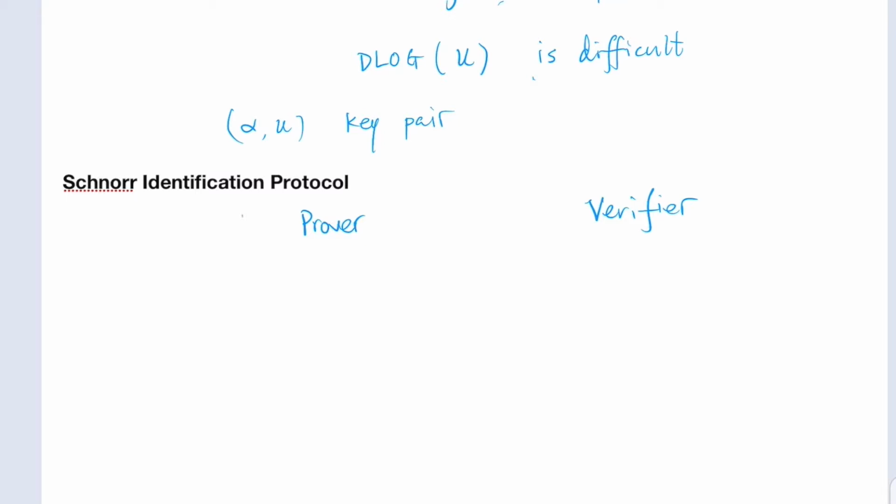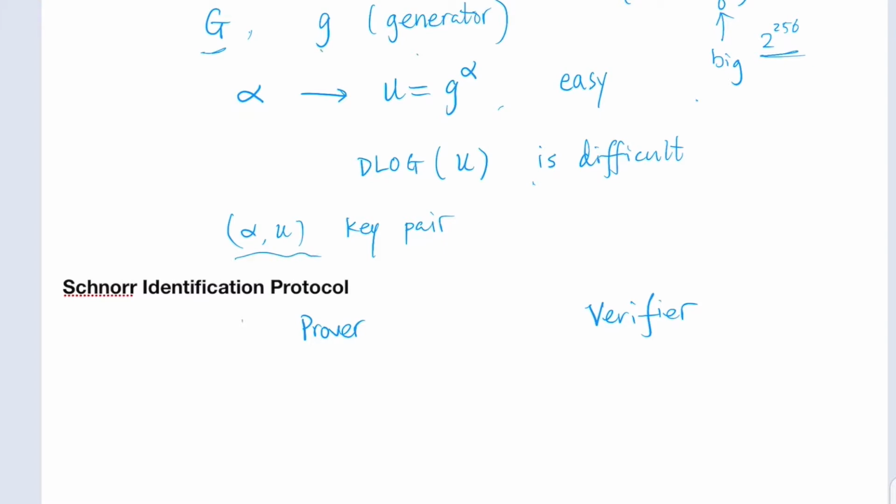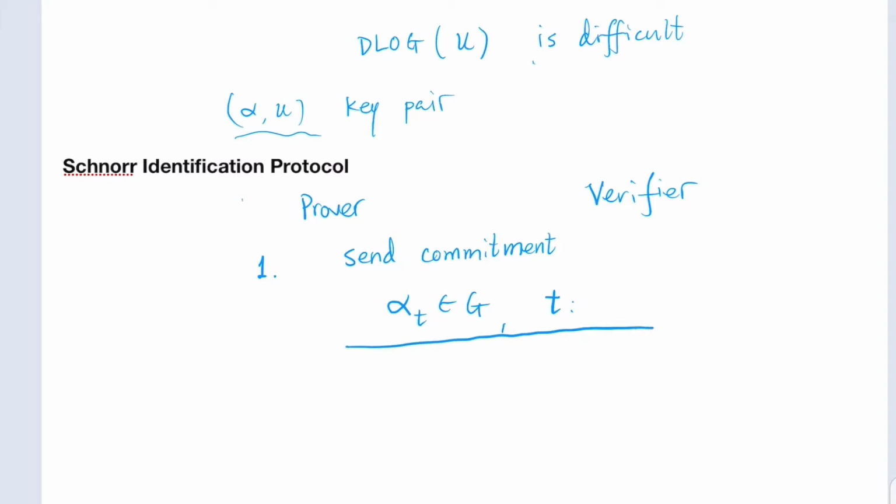Now in this identification protocol, there are usually three steps. Of course, the first step is assume you have this setup: in this group with generator, you have a key pair. That's the initial setup. Once you have the setup, step number one is that the prover sends a commitment. It's a message. How to send that message? Usually, you pick a random number alpha T from the group, and you send the commitment T, right? What is T? T is what you send: T equals g to the alpha T. This is your commitment.